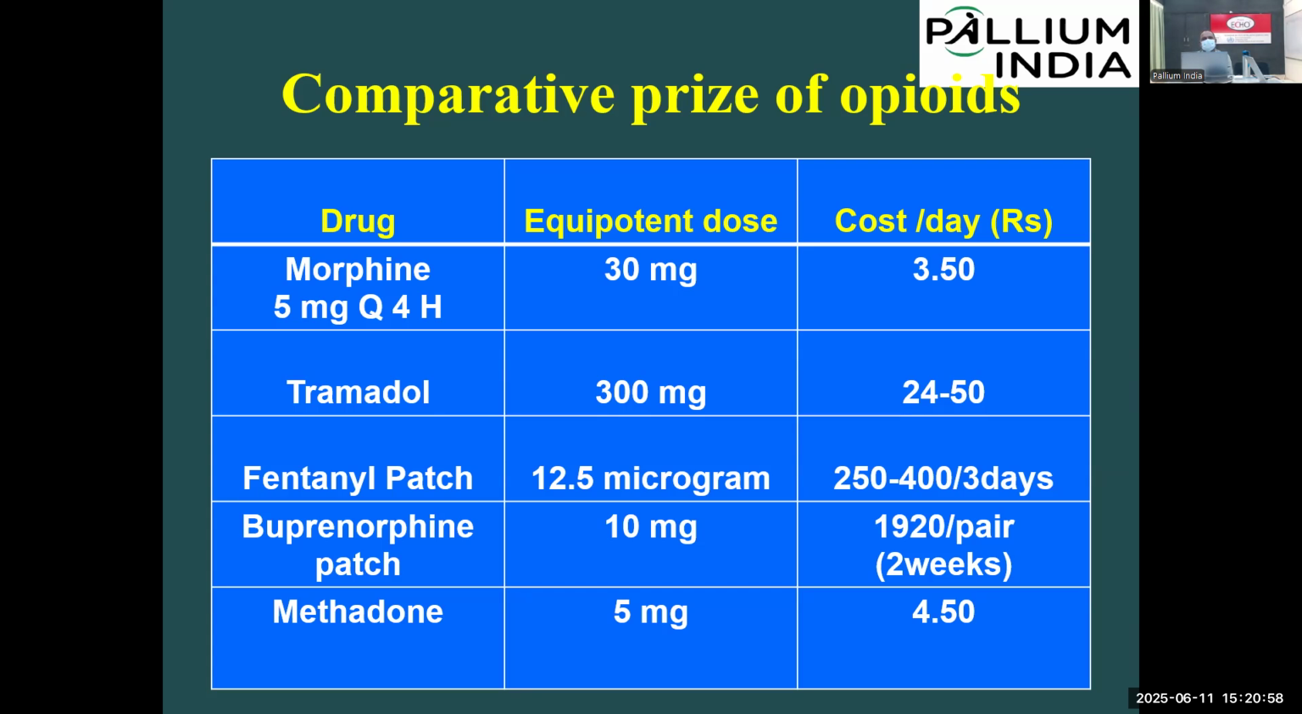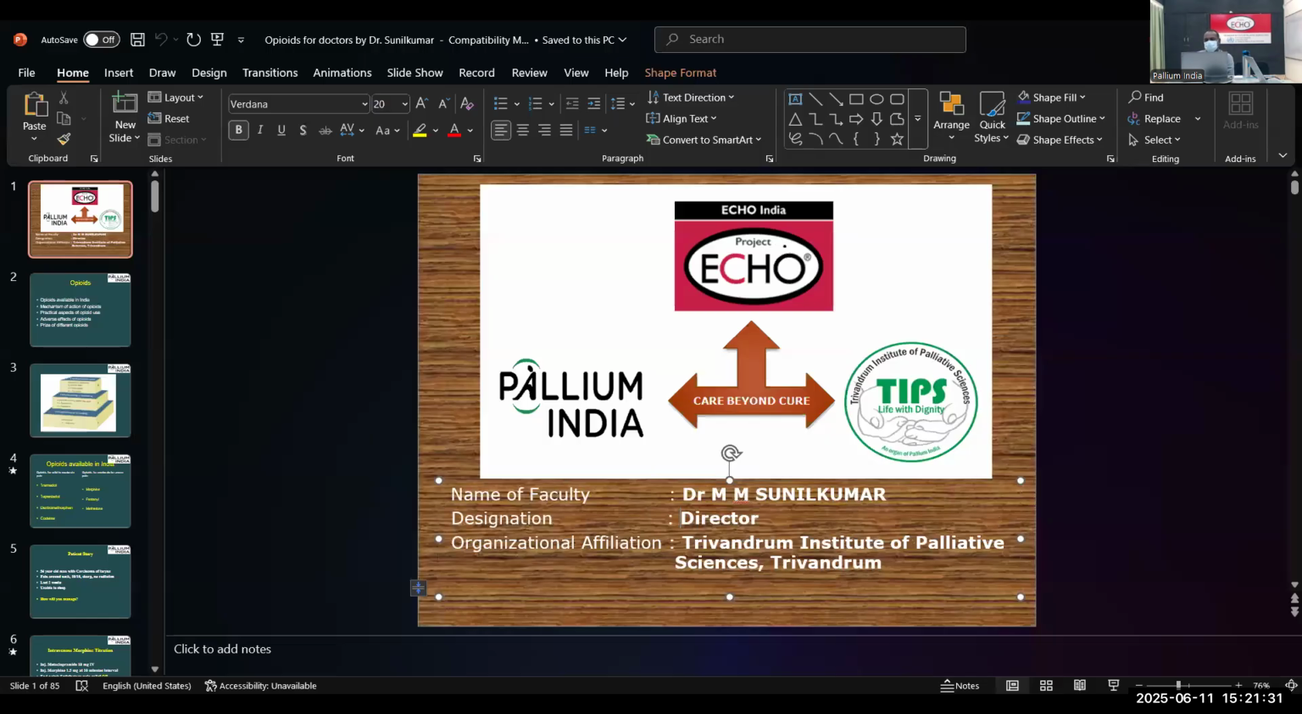So this is where we need to be aware about the price of different medication, because many of the patients would be very poor, and if we ask them to take buprenorphine patch or fentanyl patch, then probably they may not be taking it, or they may have to sell all their properties to take this. So pharmacoeconomics is very, very important. So thank you. That's about opioids.